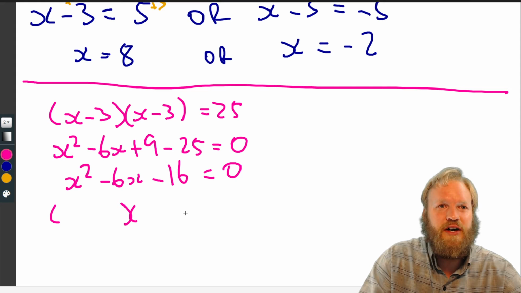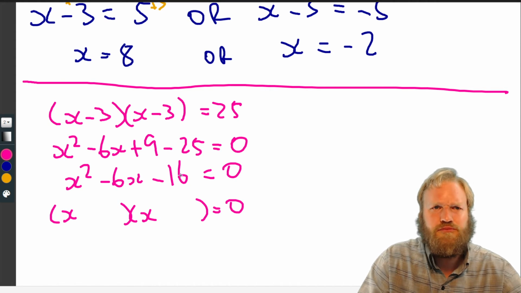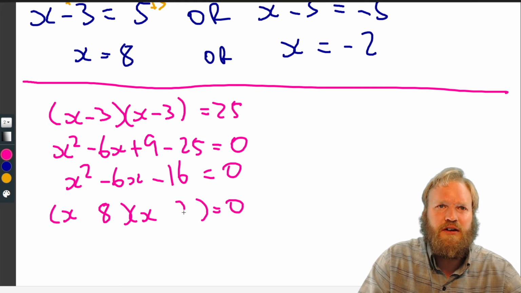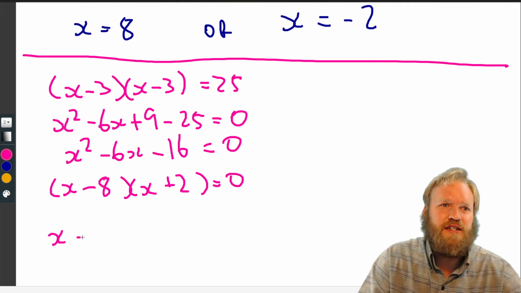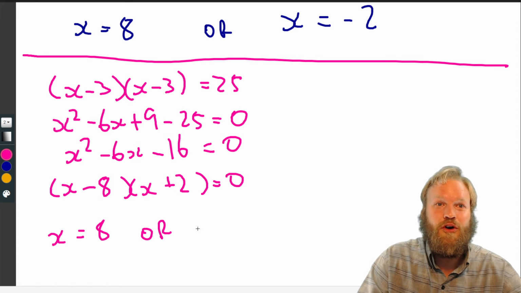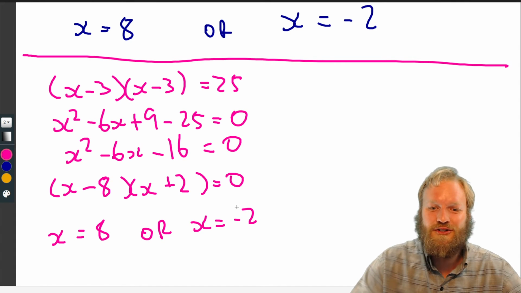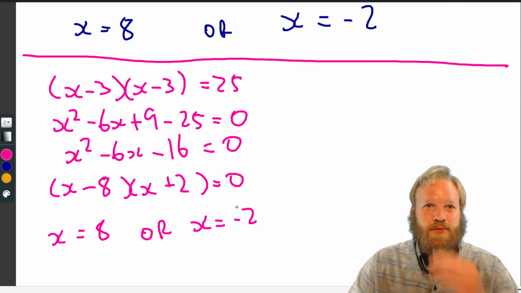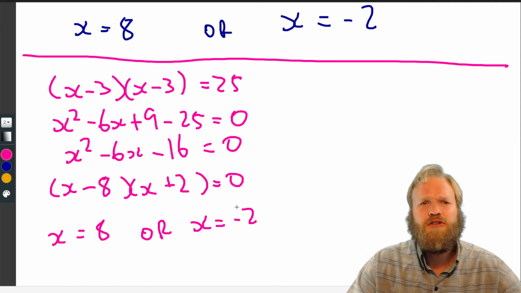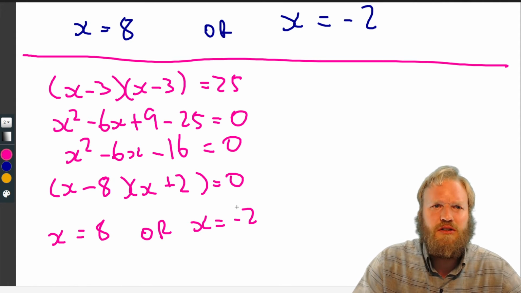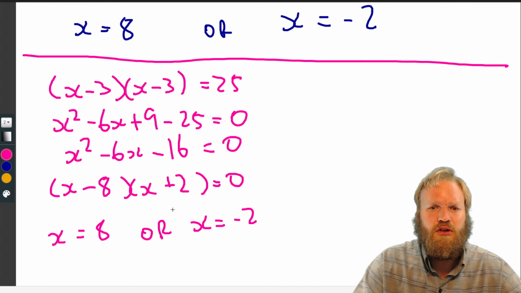Cool, we see this, we factorize. (x )(x ) equals 0. 16 looks like 8 and 2, in fact -8 and +2. So x equals 8 or x equals -2. Hey look, it still works, right? So we've got our two solutions.